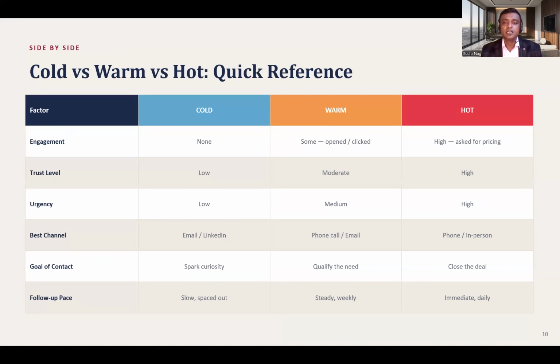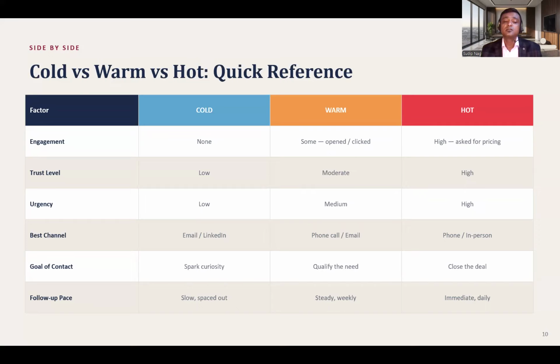So here you can see how things move. Engagement is none in cold, some in warm, and high in hot. Trust is obviously low in cold, medium, high. Urgency in a cold lead is low, medium, high. Best channel is email for cold, which is okay, but phone call for a warm lead, and in person or phone is good for hot. Goal of contact: for a cold lead, it is just to spark curiosity, then qualify the need and close the deal.